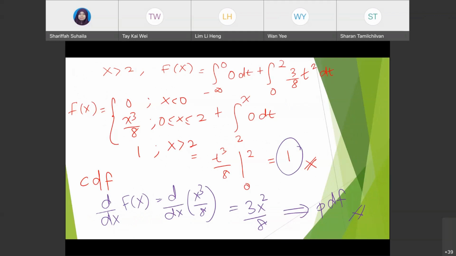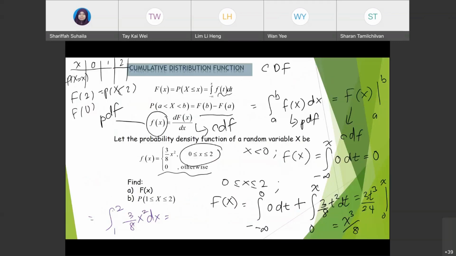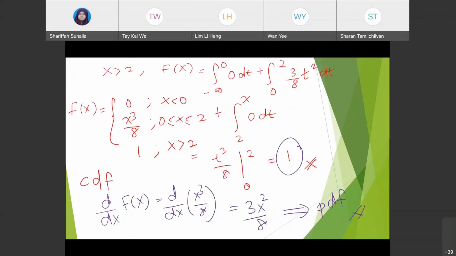So now you want to find the probability between 1 and 2. You can use the concept F(2) minus F(1). Where is your F(2)? Here. So F(2) is 2 cubed over 8. Your F(1) is also in this range, so that means 1 cubed over 8. So again, you get 7 over 8.